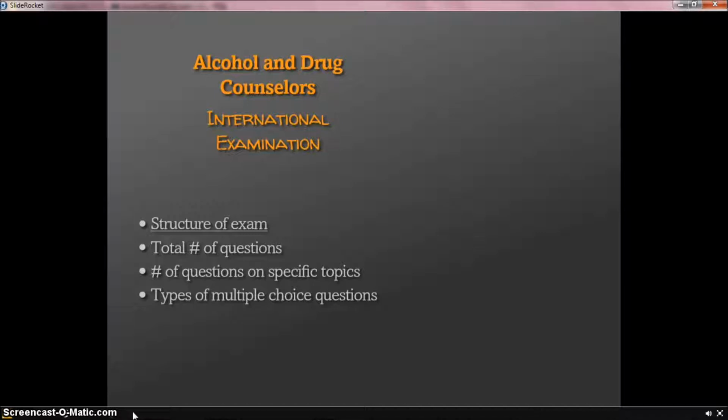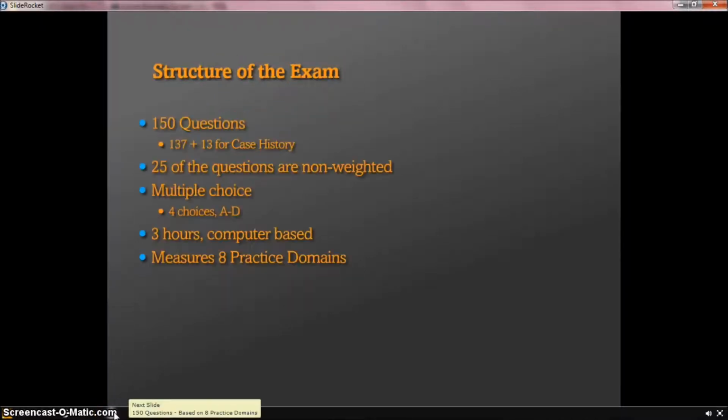I will talk about the structure of the exam, the total number of questions, the number of questions on specific topics, and the types of multiple choice questions. There are 150 questions on the exam. 137 are multiple choice and they measure the 8 practice domains, and 13 questions are for the case history. 25 of those questions are non-weighted.